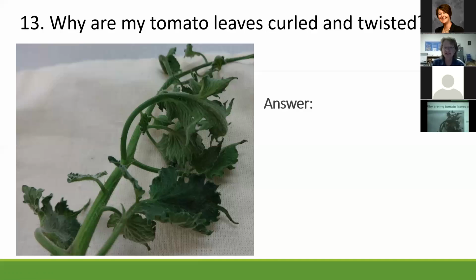And Panhandle had it right. Howard County had it right for number 12.